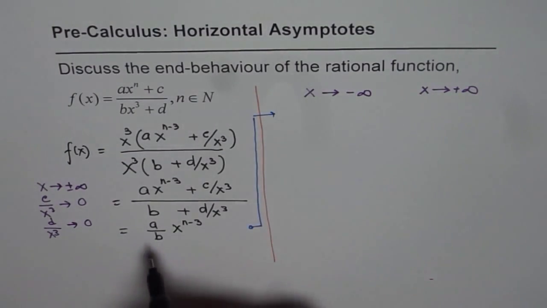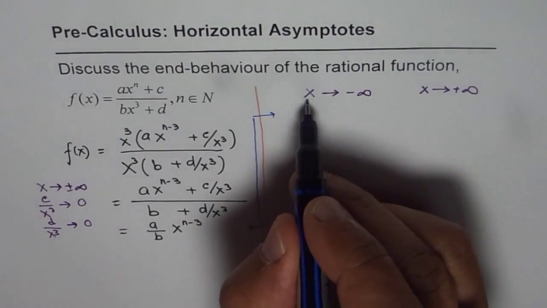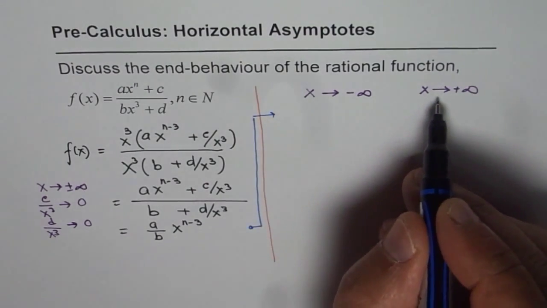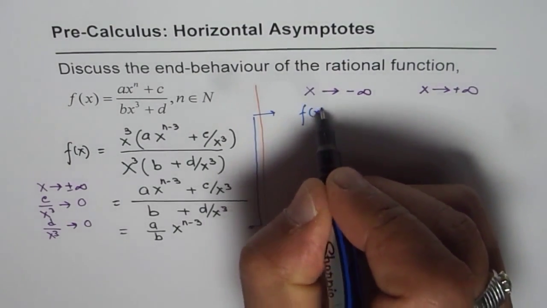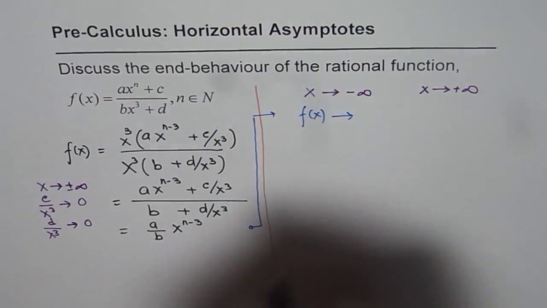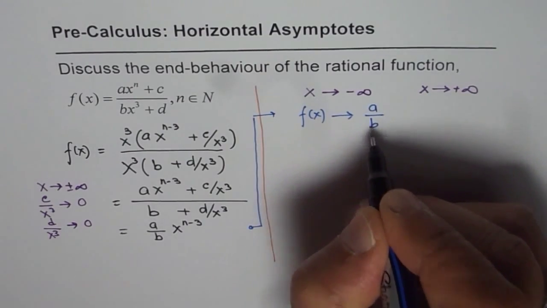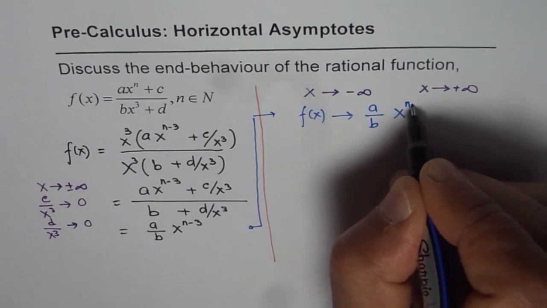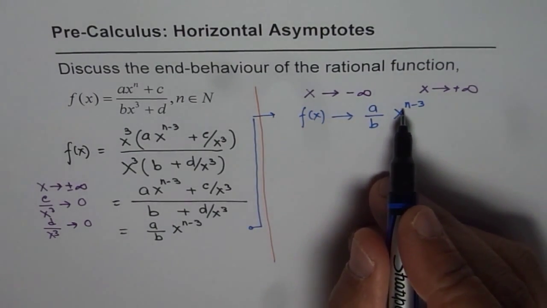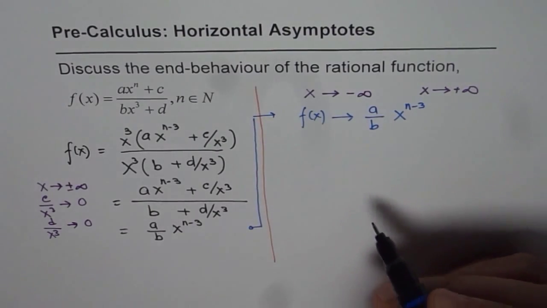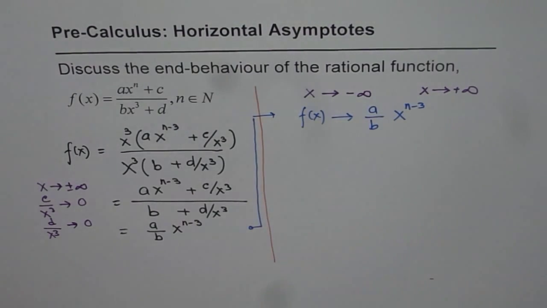Okay, so what we find here is that as x approaches minus infinity or plus infinity for that matter, f of x, which is y, approaches a over b times x to the power of n minus 3 in this case. Perfect, right? Now that actually will give you an idea what will happen if n is 3, if n is less than 3 or n is greater than 3, correct?